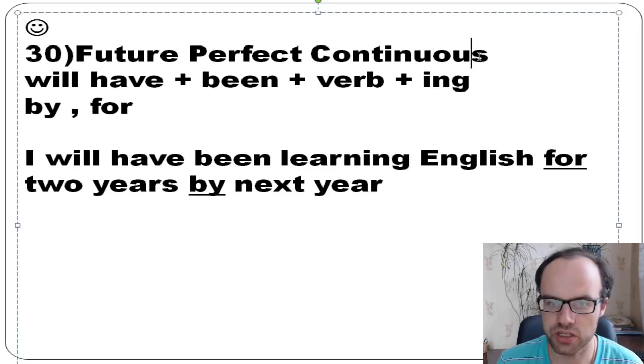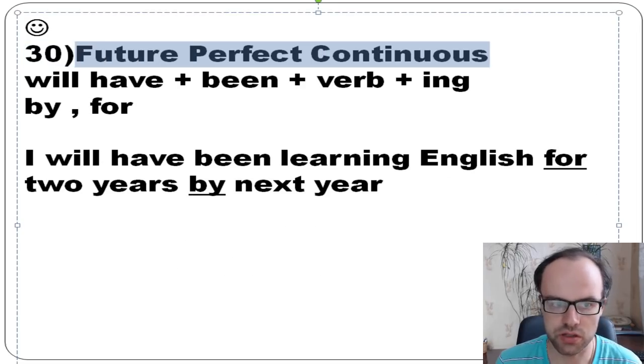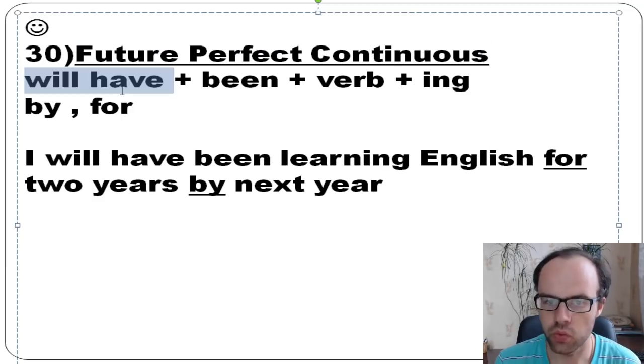Okay, next. Future perfect continuous. Well, we form it this way. Will have been plus verb plus ing.